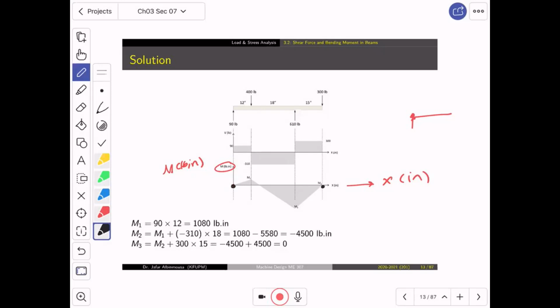Now you know that the moment is actually the area under this curve. This area is 90, the value of the shear force, multiplied by this distance. This distance is 12. So 90 multiplied by 12 is the area, right? Which is equal to 1080 pound inch. Understood? Now where do we put this number?